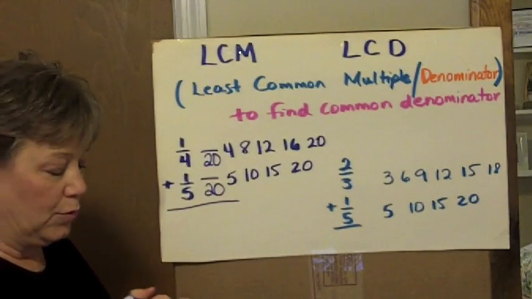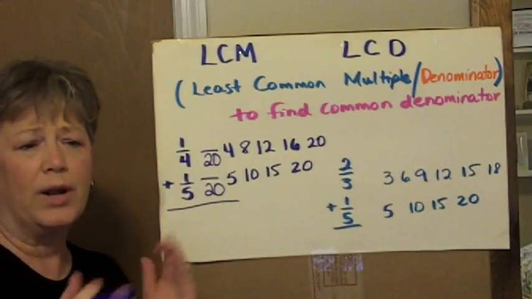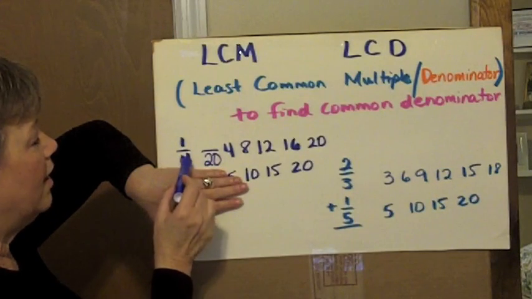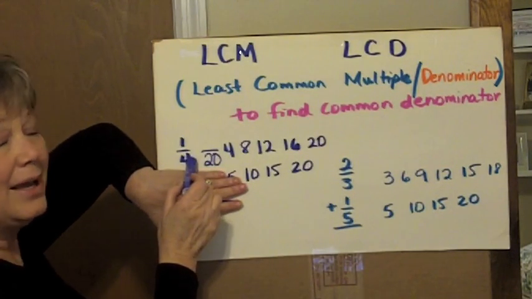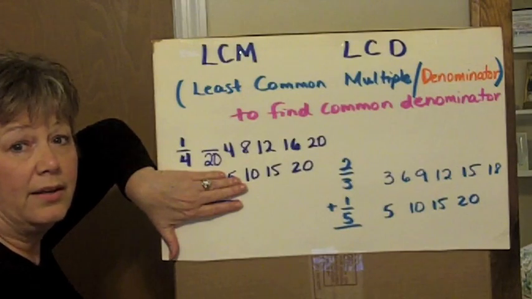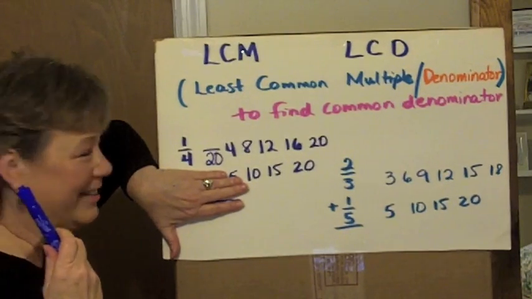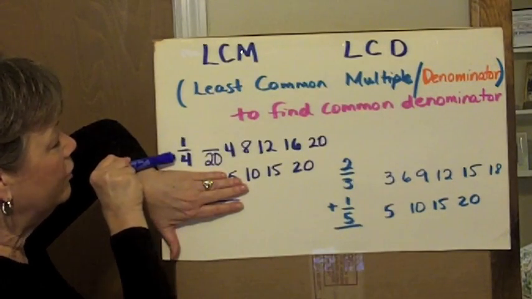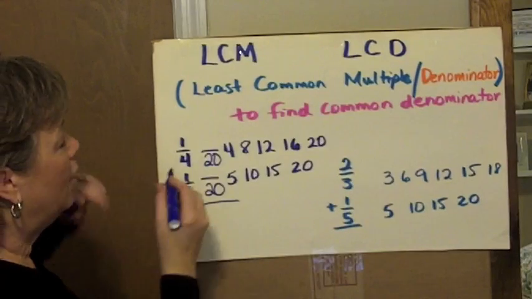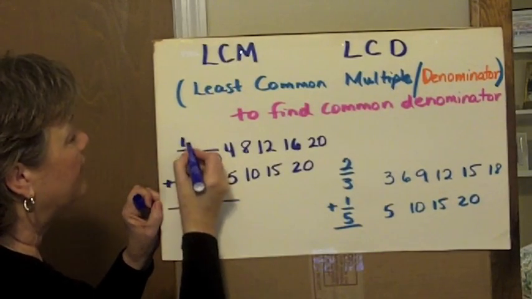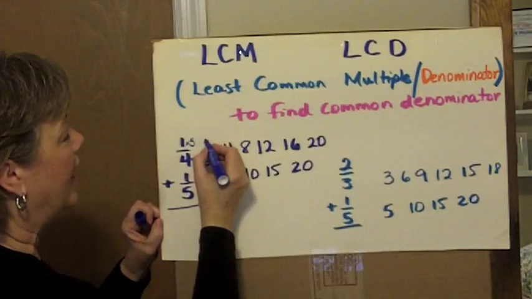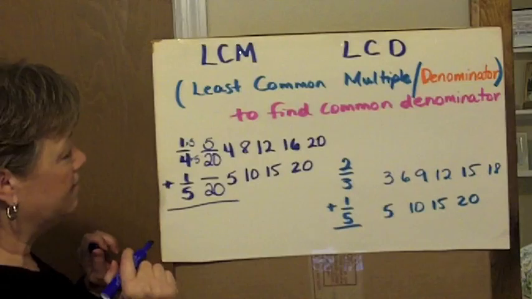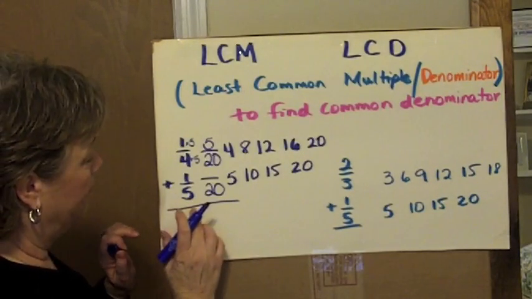And everything is kind of like a balancing scale. What I do to one, I have to do to the other. So if I'm looking at this fraction, to get my multiple, 4 times what gives me 20? Well, I know your brain's thinking really quickly, and it's 4 times 5 to get me 20. If I do that here, I must do it to the numerator. So 1 times 5, and my numerator becomes 5. So I have 5/20ths.